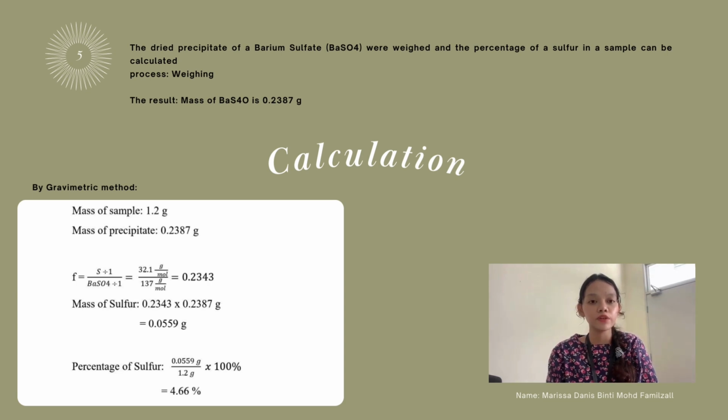To determine the mass of sulfur, we can multiply the gravimetric factor with the barium sulfate precipitate weighing form. So the 0.2343 gravimetric factor will be multiplied with 0.2387 grams of barium sulfate precipitate, and the result is 0.0559 gram of sulfur. Lastly, to find the weight-per-weight percentage of sulfur, we need to divide the mass of sulfur by the weight of the sample. So 0.0559 will be divided by 1.2 grams times 100%, and the result is 4.66% of sulfur as a sulfate in the fertilizer sample.